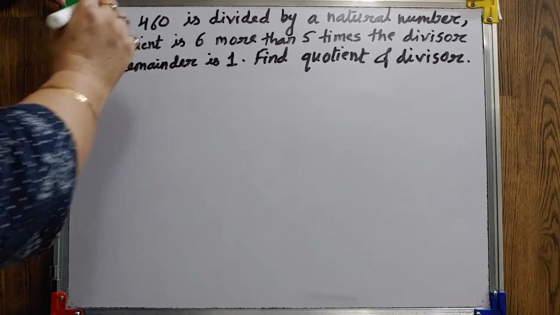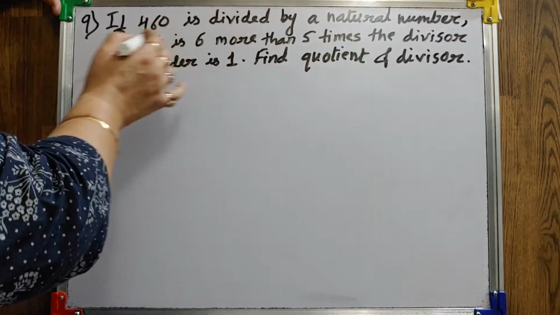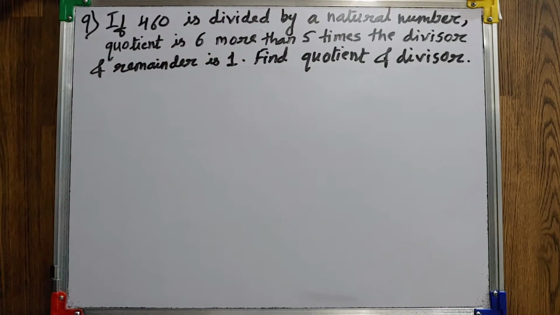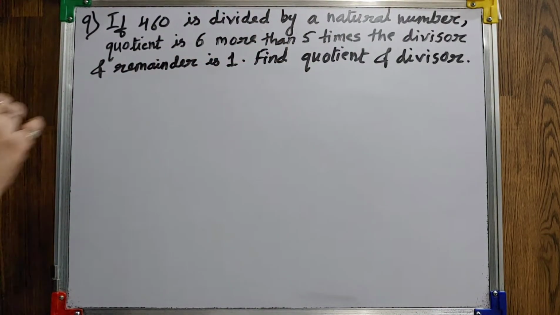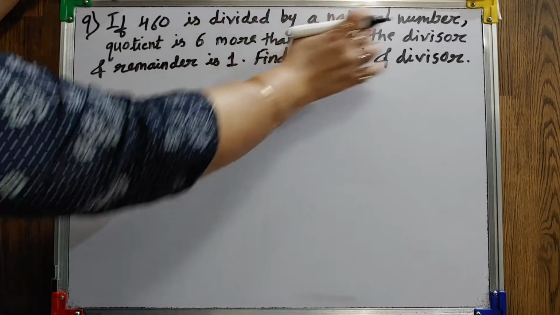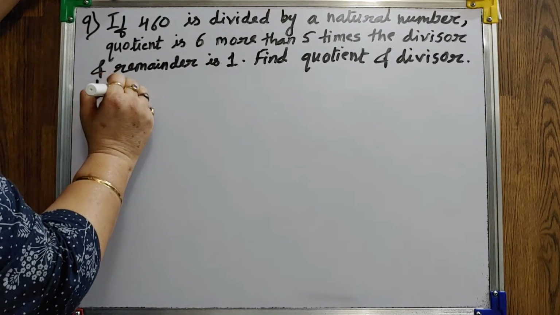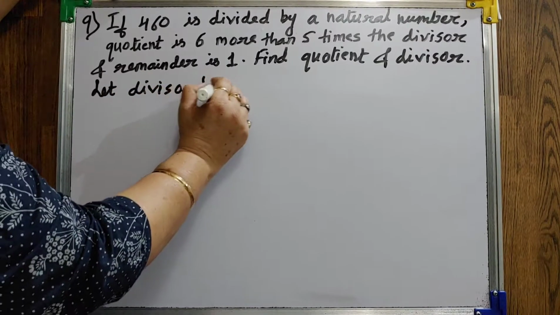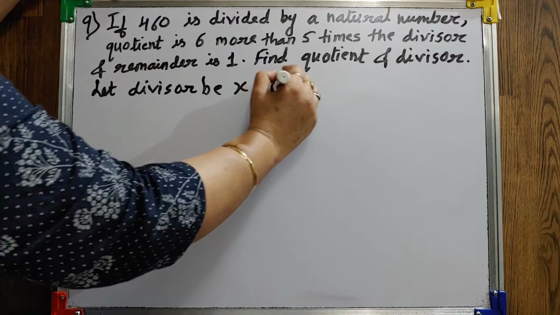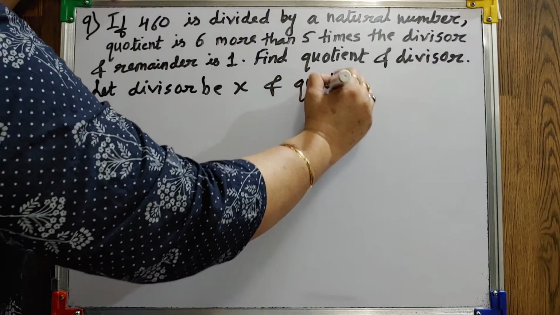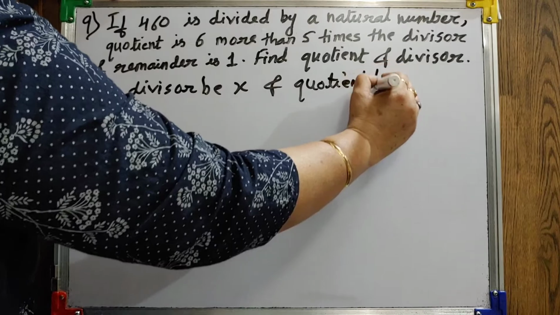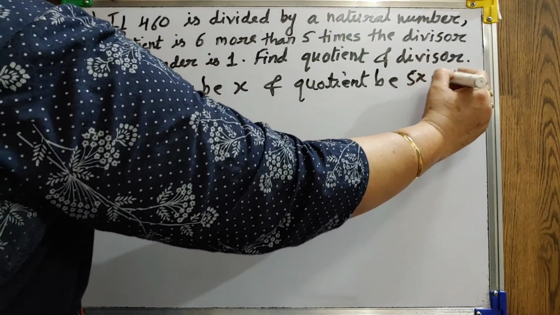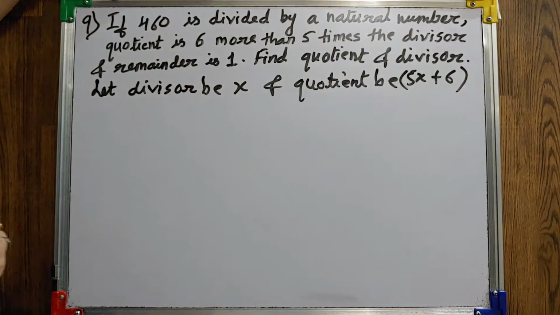Now, if 460 is divided by a natural number, the quotient is 6 more than 5 times the divisor and the remainder is 1. Find the quotient and the divisor. Now, second part is the divisor. Let the divisor be x and the quotient be 6 more than 5 times. So 5 times means 5x, 6 more, 5x + 6.